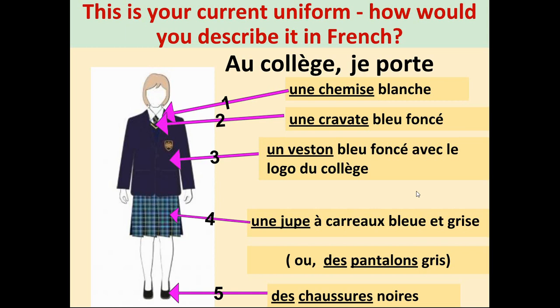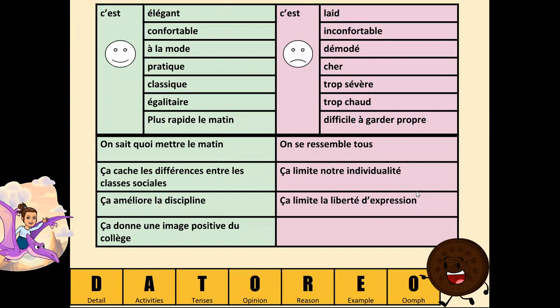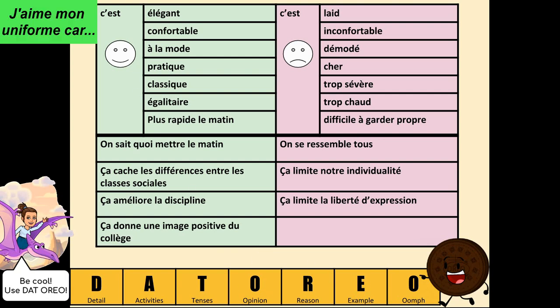So the last thing we want to talk about would be to add opinions. I've added our little bookmark at the bottom to remind you about that, because describing your uniform is simply giving a detail, and we definitely want to add more to this to get more marks. So the most obvious thing is to give your opinion with a reason. I didn't write it here, but you could say j'aime mon uniforme or je déteste mon uniforme. And then we're going to give a reason for this.